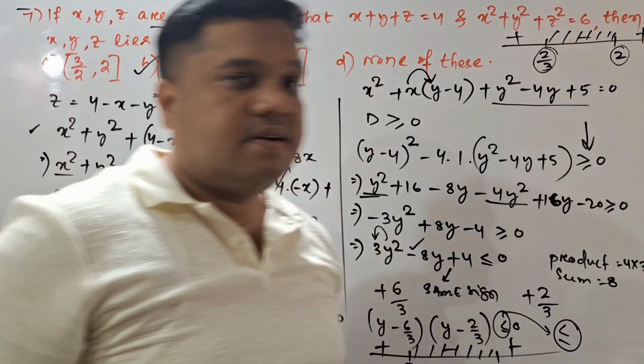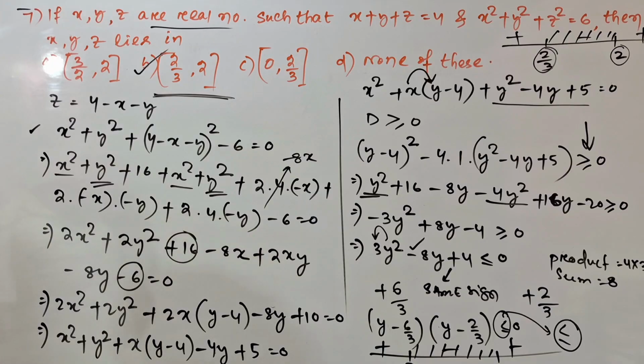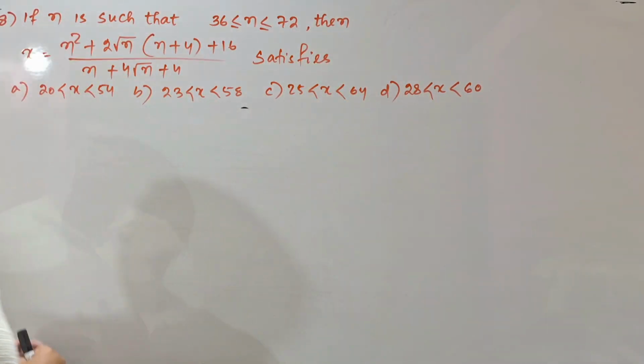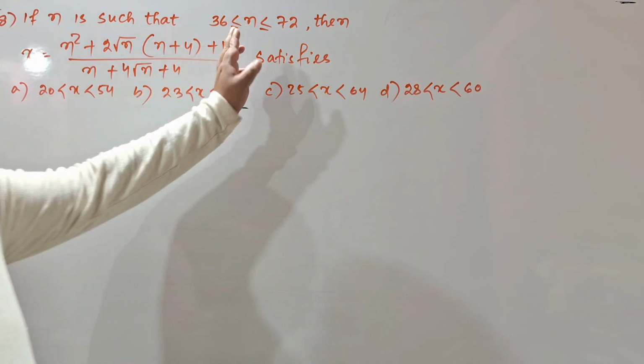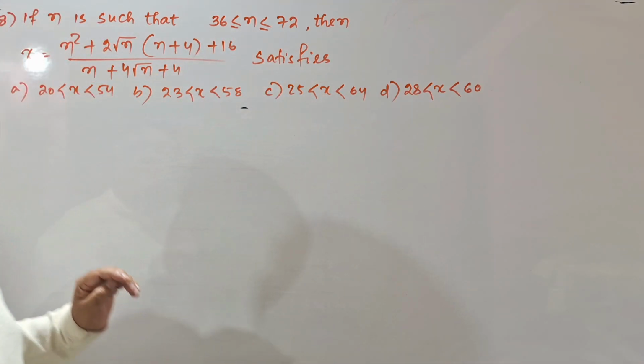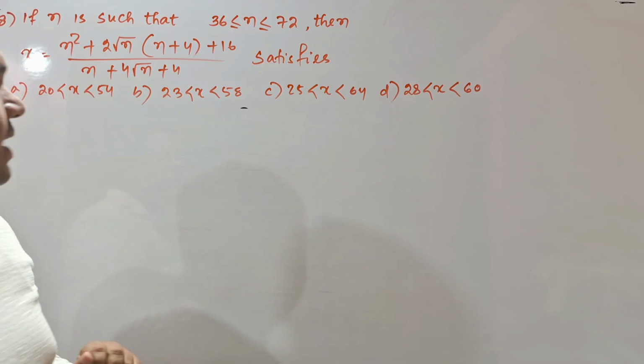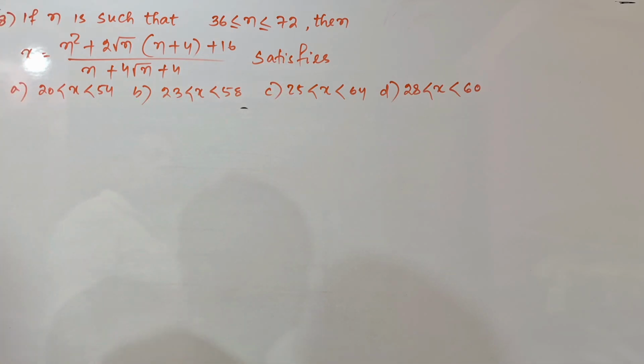If this is visible, okay. Otherwise write it down or take a screenshot here. Question number 8. Look here in question number 8. n is such that n lies within 36 to 72, and x is given in terms of n, means a function of n. It satisfies which of the following conditions? So how to handle this one?